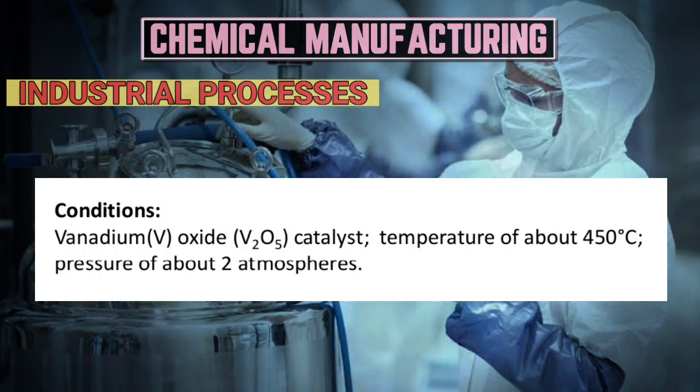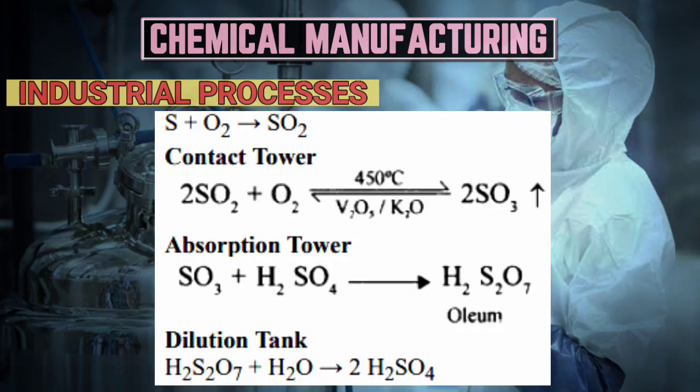There are 3 stages to the contact process. The first stage is the making of sulfur dioxide. Usually the sulfur that has been obtained is burnt in air to produce sulfur dioxide. The next stage is the making of sulfur trioxide. The sulfur dioxide is then heated in oxygen to about 450 degrees Celsius with vanadium 5 oxide as catalyst, at a pressure of 2 atmospheres. In that respect, an equilibrium is formed. The next stage is the making of sulfuric acid.